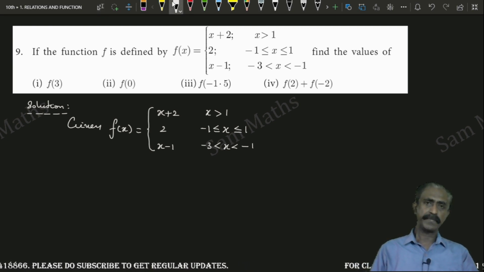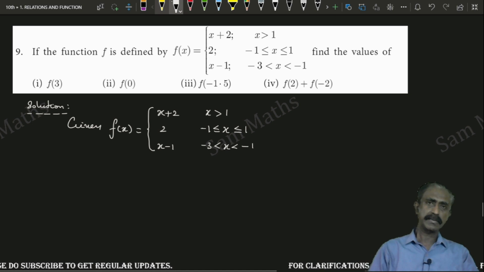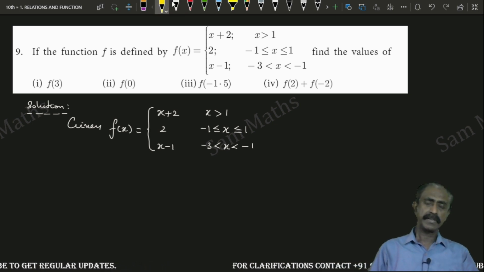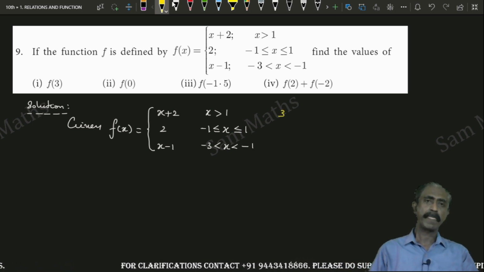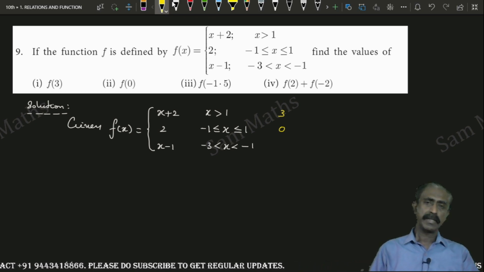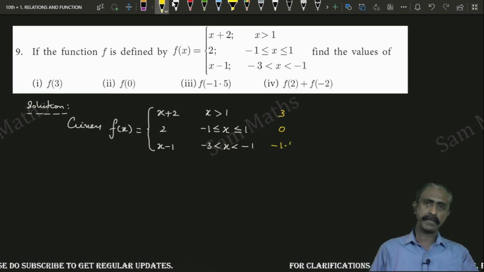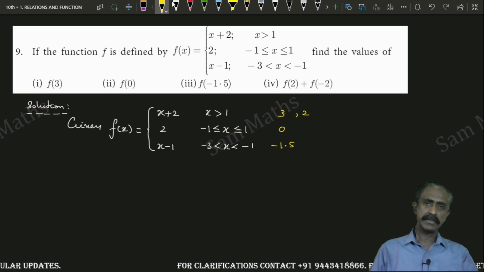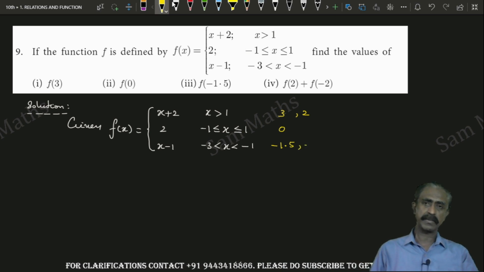Here we need f of 3. 3 is in the first interval, that is x greater than 1. Next we need f of 0. 0 is between minus 1 and 1. Next we need f of minus 1.5. It's between minus 3 and minus 1. Then last one we need f of 2 and f of minus 2. 2 is in the first interval, minus 2 is between minus 3 and minus 1.